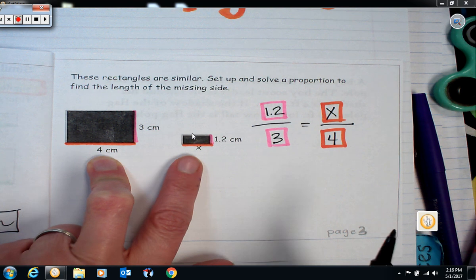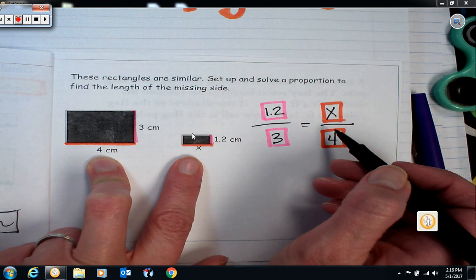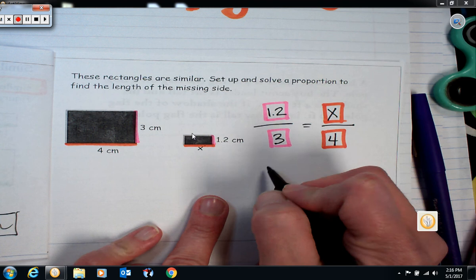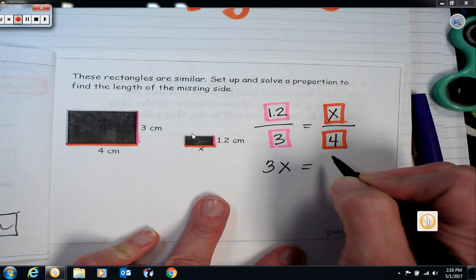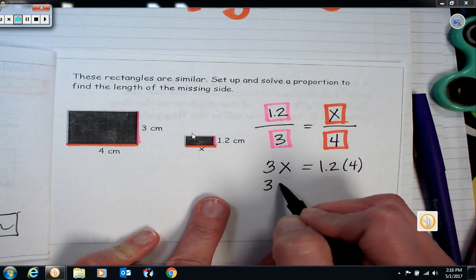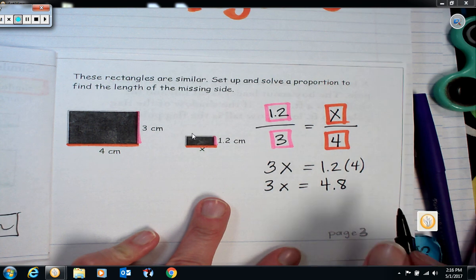So I'm going to set up a cross product equation. Because it is a proportion, these 2 rates are equal. If the 2 rates are equal, their cross products are also equal. So the cross product equation is 3 times X is equal to 1 2/10 times 4. 1 2/10 times 4 is 4 8/10.